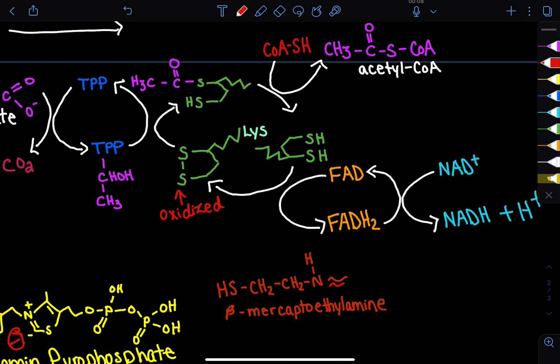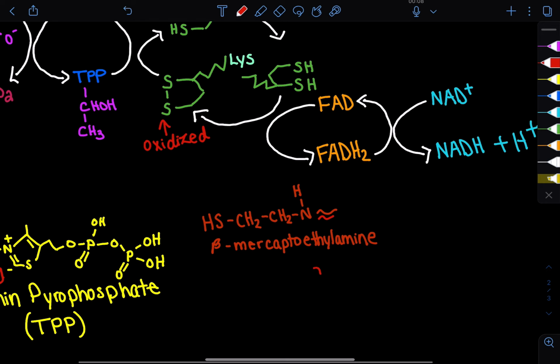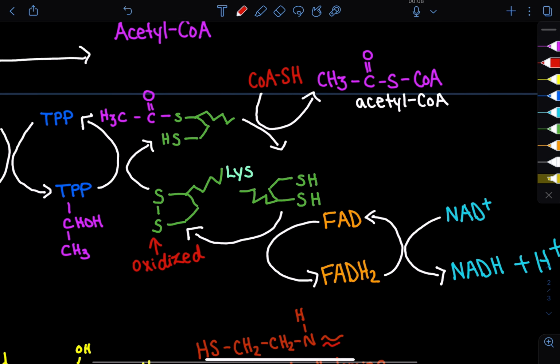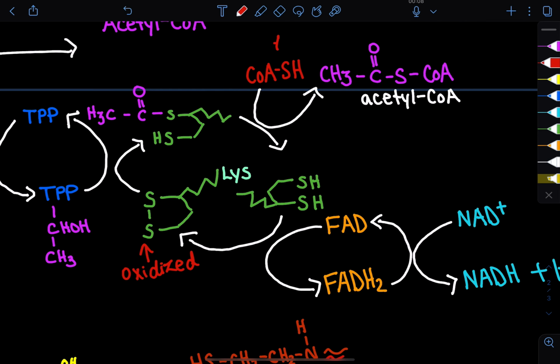Now, I want to reiterate that coenzyme A is a very large molecule. We are specifically just zooming in and only looking at this part of coenzyme A, the part that's undergoing the reaction. So we see coenzyme A coming in, and we get our final product of acetyl CoA.